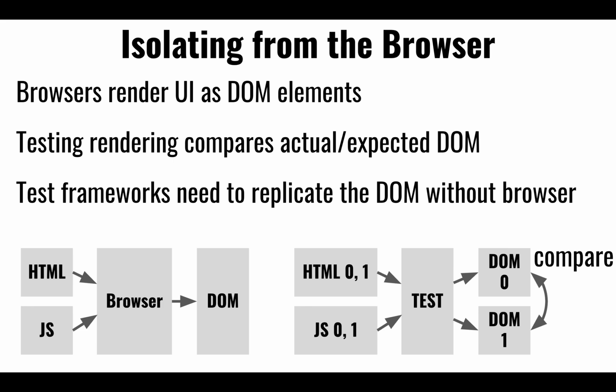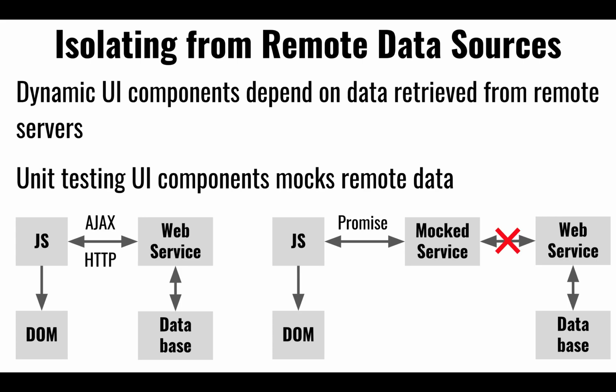Is the application behaving correctly as it transitions from one data model to another data model? Right? So we need to isolate and remove the browser and replicate a lot of its functionality of generating these DOM, at least to a level of granularity and fidelity that gives us some confidence that we can capture anything that we didn't intend. We also need to isolate the remote data server.